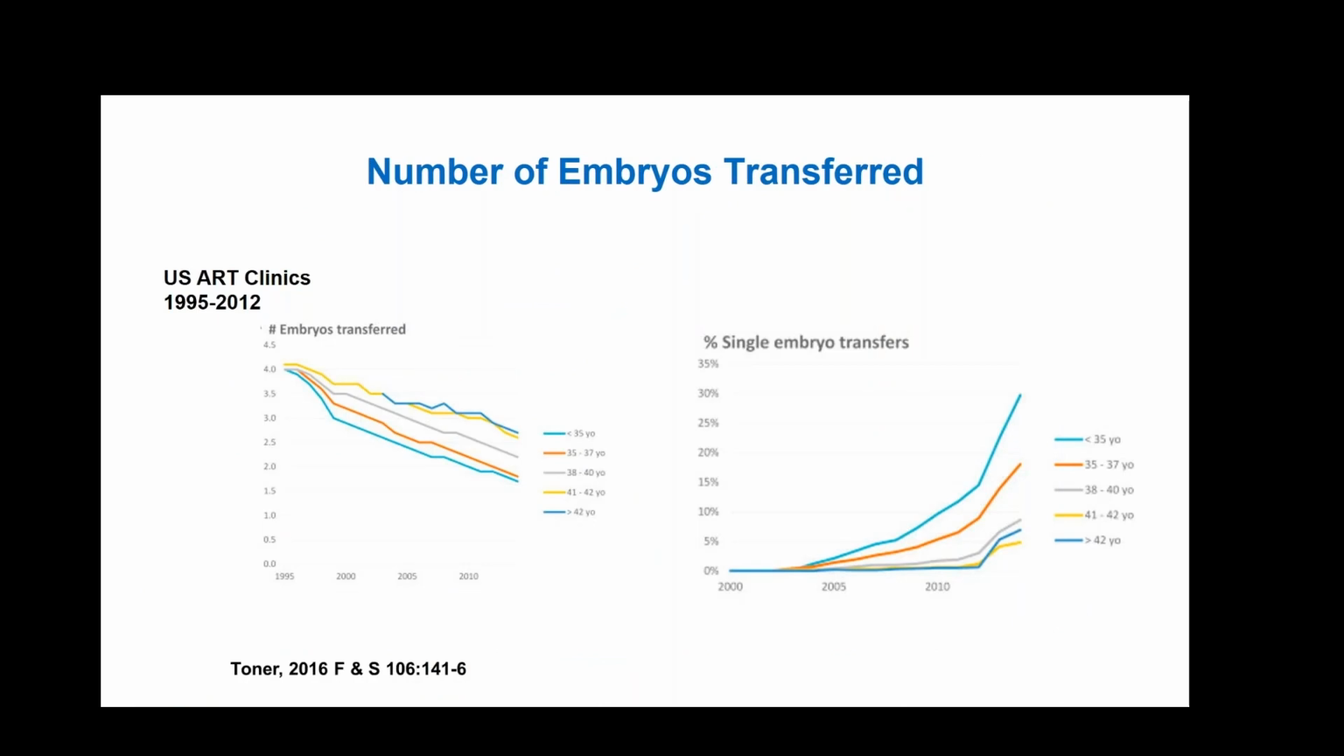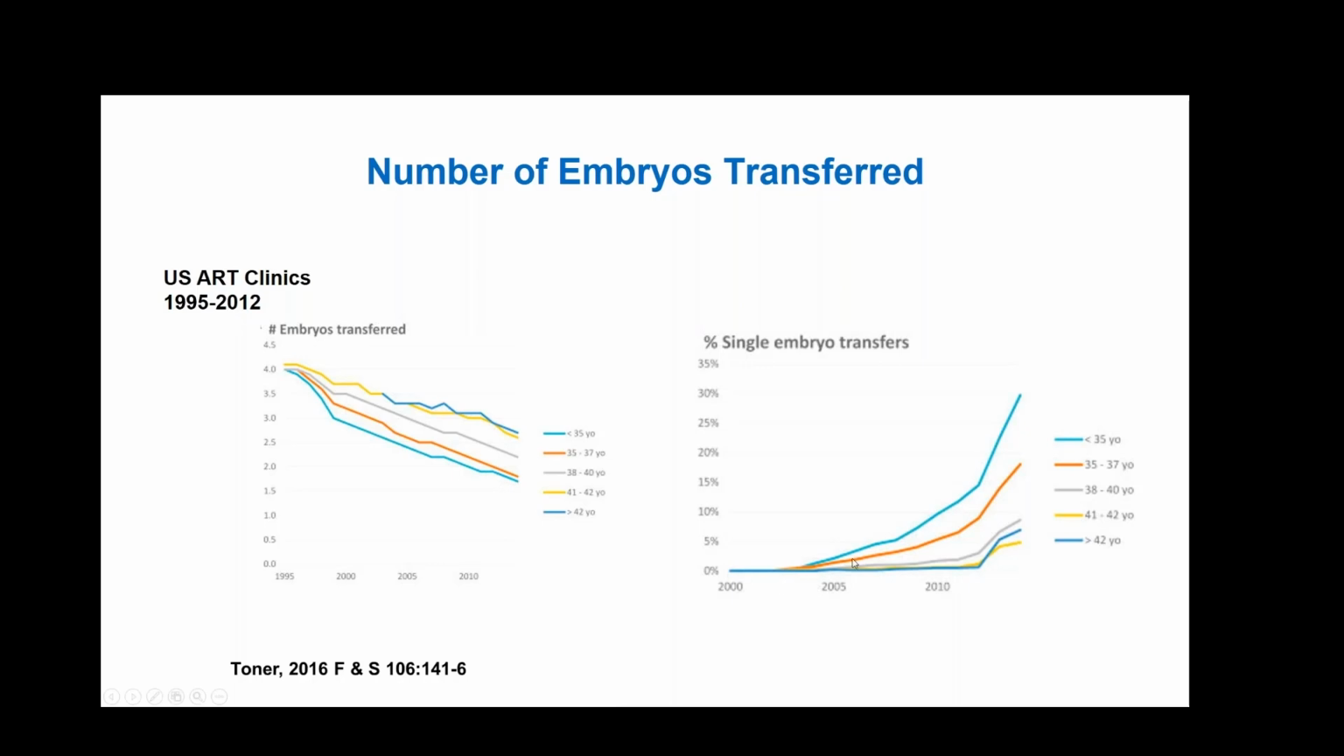Also, with regard to ART singletons, it's important to remember that while the number of embryos transferred has been declining over time in all age groups, the majority of transfers still involve transfer of more than one embryo. So this is the decline over time. This is a study that just came out by Toner et al. on the SART data. And this is the number of single embryo transfers.